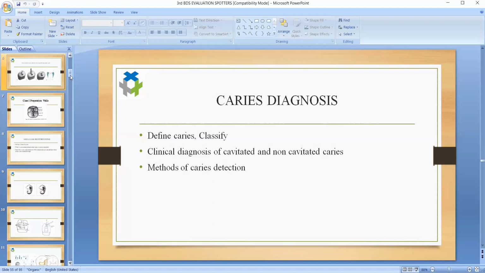Can you tell me the parts of a hand instrument? Handle, shank, and blade. Okay. So for a cutting instrument, it is a blade. For a non-cutting instrument, what is it called? Suppose you take an amalgam condenser, the tip of a non-cutting instrument is called what? Nib, sir. Nib.